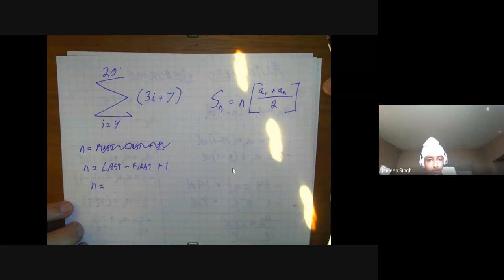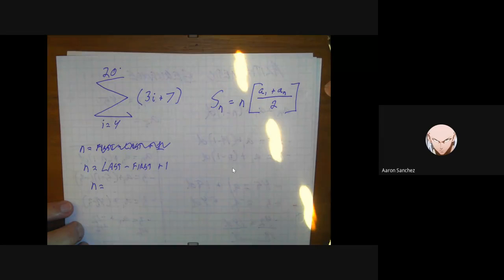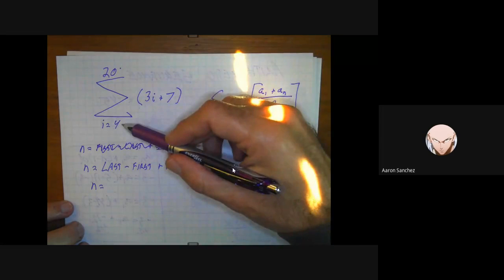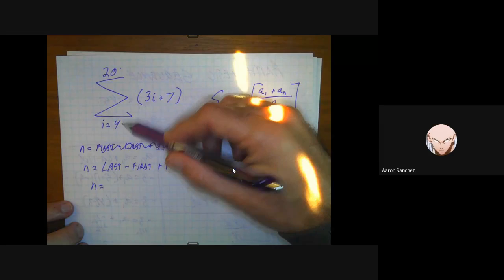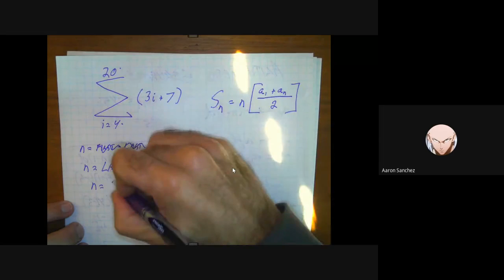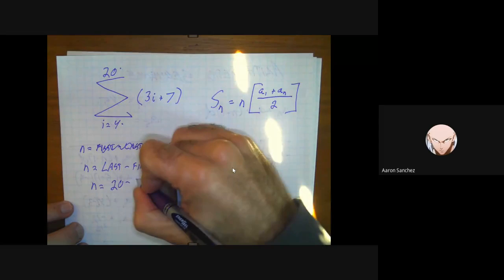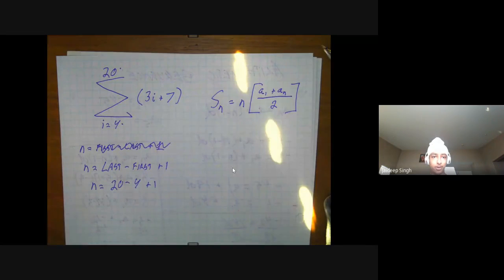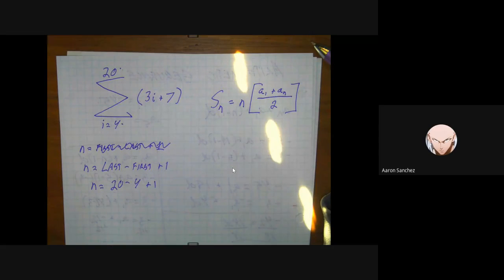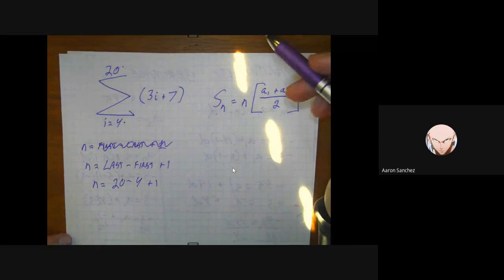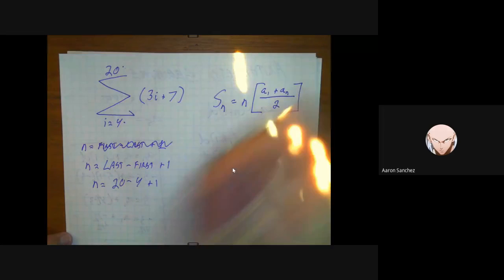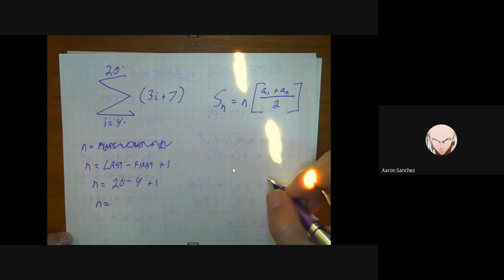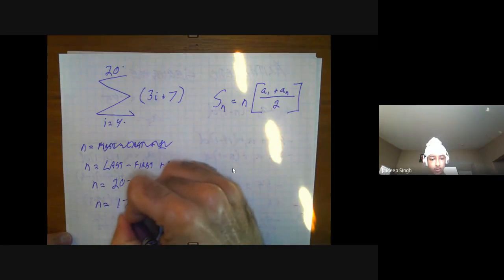Jay, what is the n? I got 48. How'd you get that? Oh, and when I say the first, I mean the last is 20 minus 4 plus 1. Oh, okay. I actually put the numbers in. I'm sorry, that's my bad. I was confused, but I wanted to show it to you guys. So what do you get for that, Jay? 17. Very good.